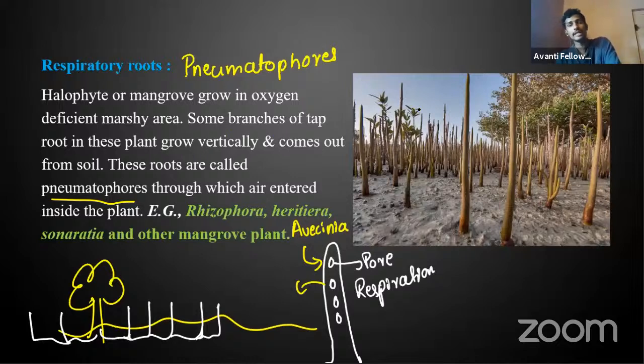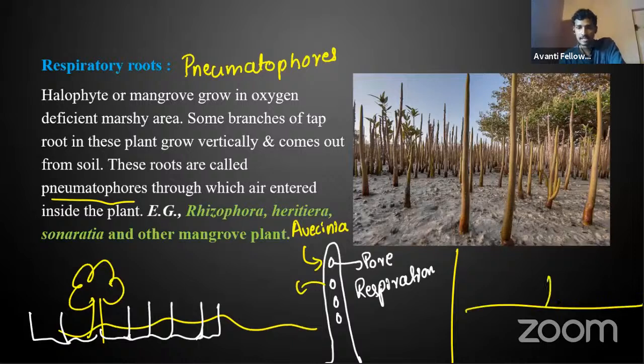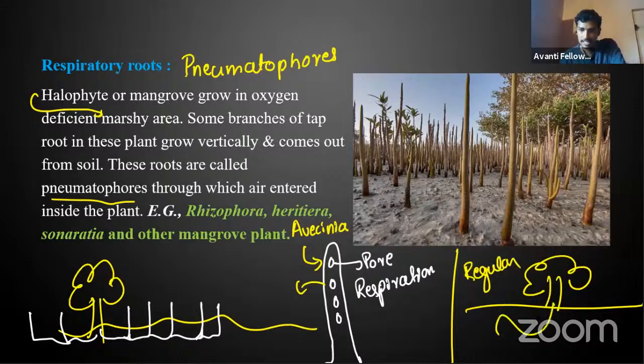Regular roots will respire, I told you, right? Think that this is a regular plant. This is the halophyte. Halophyte means the plant which grows in saline marshy areas. Think that this is a regular plant. These are the roots like this, right? So they will find the oxygen, the air which is trapped inside the soil.